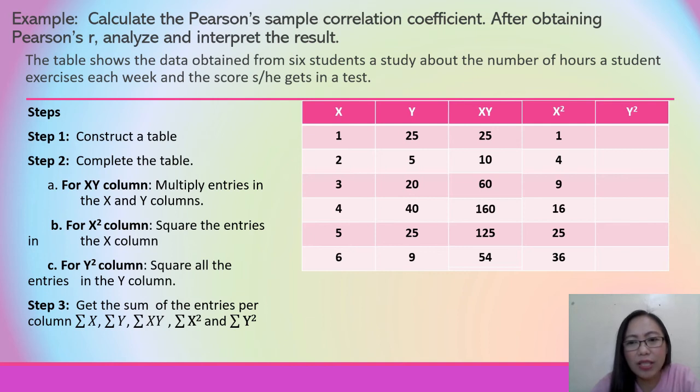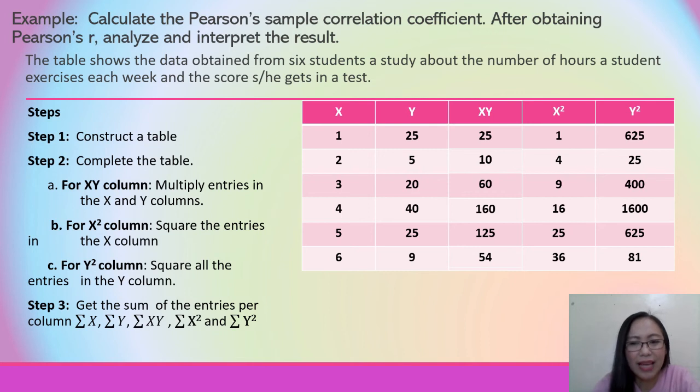Now we have the Y squared column. Square all the entries in the Y column. So this is the Y column. We square all the entries here. 25 squared or 25 times 25, that is 625. 5 squared, 5 times 5, that is 25. 20 squared, or 20 times 20, you have 400. 40 squared, or 40 times 40, that is 1600. 25 squared, again it's 625, and 9 squared or 9 times 9, it is 81.